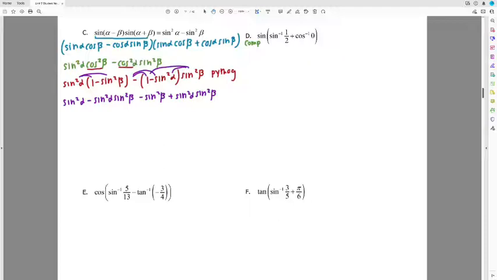There was no trig identity used. We're just doing some math. So what happens then is these sine squared alpha, sine squared betas, they cancel. We have a positive and a negative, and then we're left with sine squared alpha minus sine squared beta, which is exactly what we were trying to prove on the right-hand side. So we're done there.